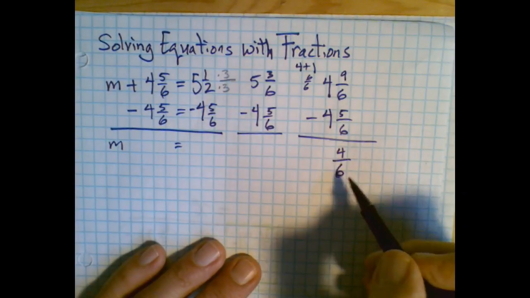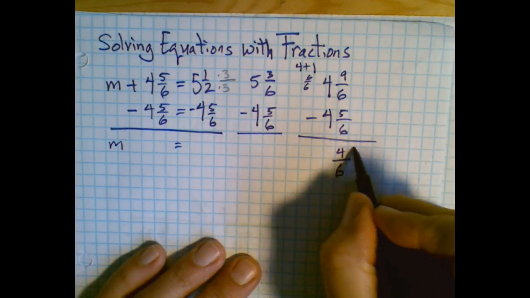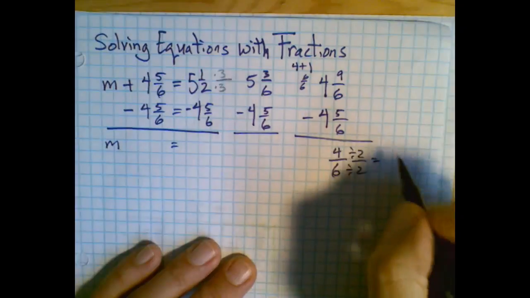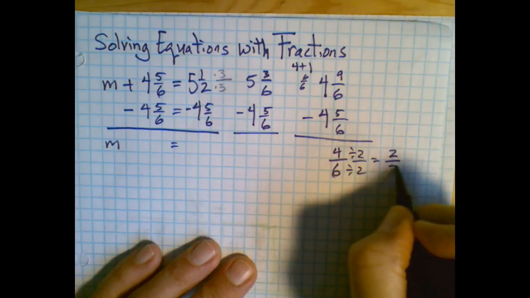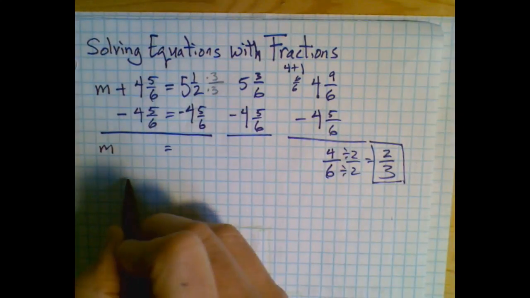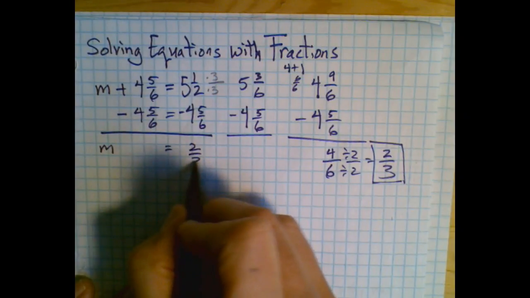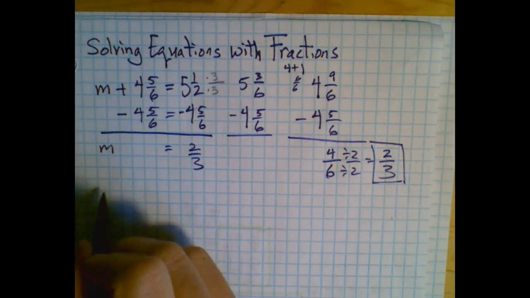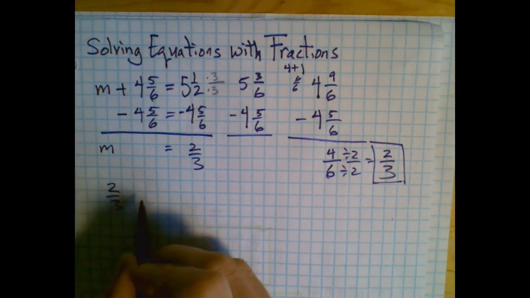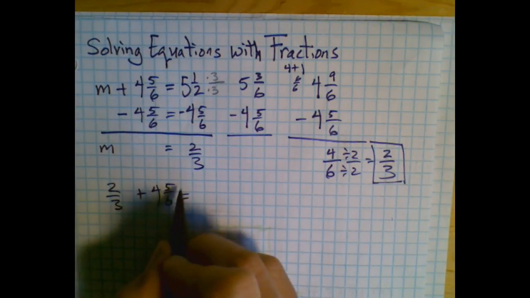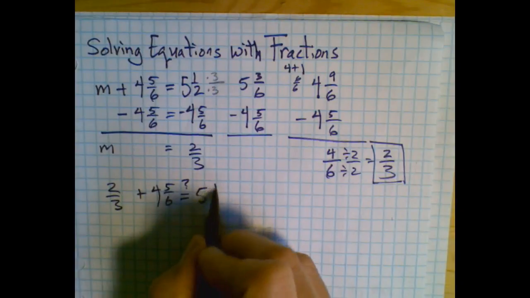And can I reduce this? Yes, I can. I can divide top and bottom by 2. So my final answer here is 2/3. That is, m equals 2/3. Let's go ahead and check this. So is 2/3 plus 4 and 5/6 equal to 5 1/2?